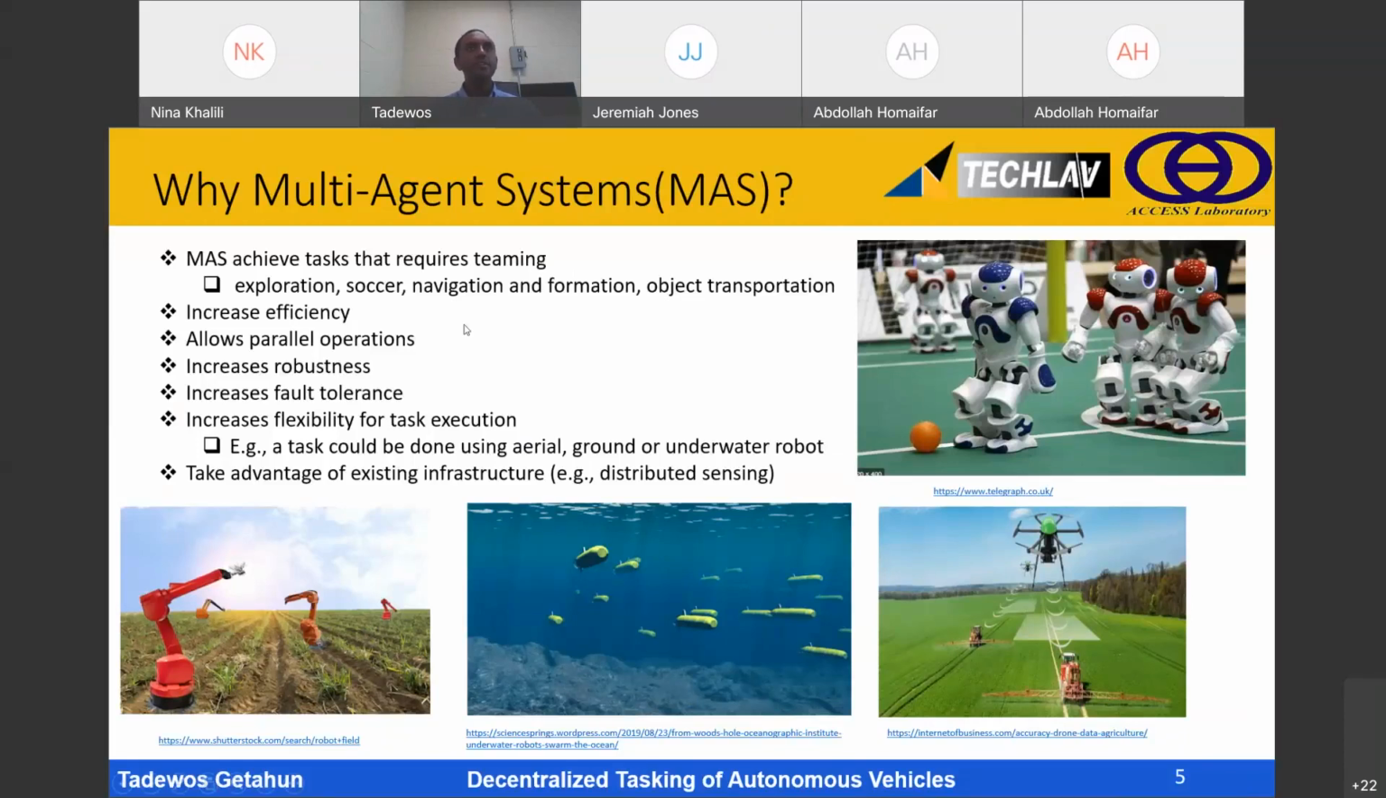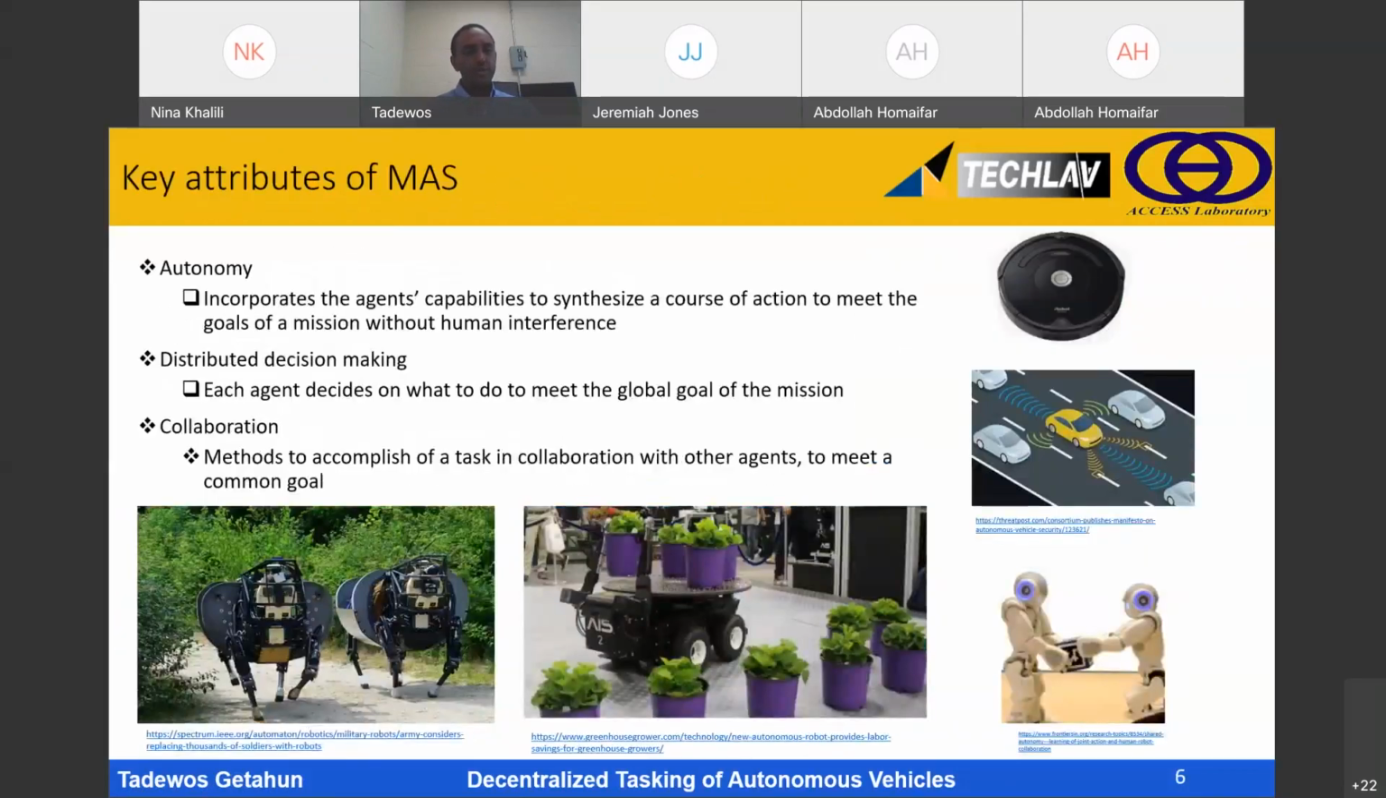And now we have a big infrastructure. So to take advantage of big infrastructure, having a multi-agent system allows us to facilitate execution by taking advantage of distributed sensing or available infrastructures. So even if multi-agent systems have many attributes, we will be focusing on autonomy, distributed decision, and collaboration.